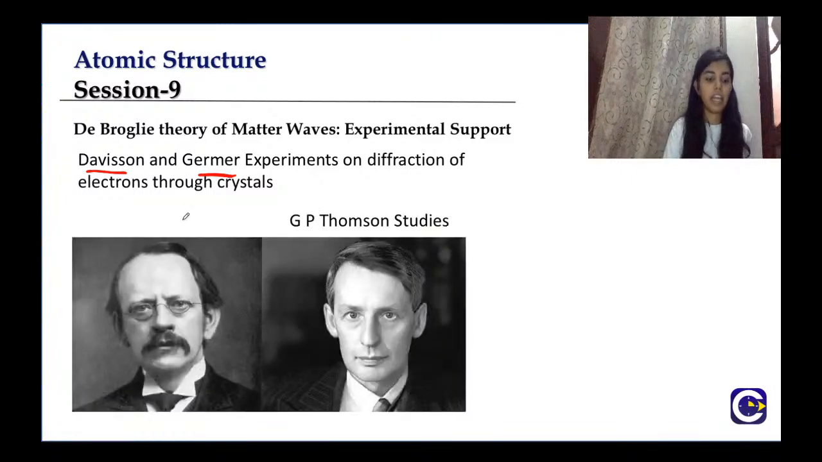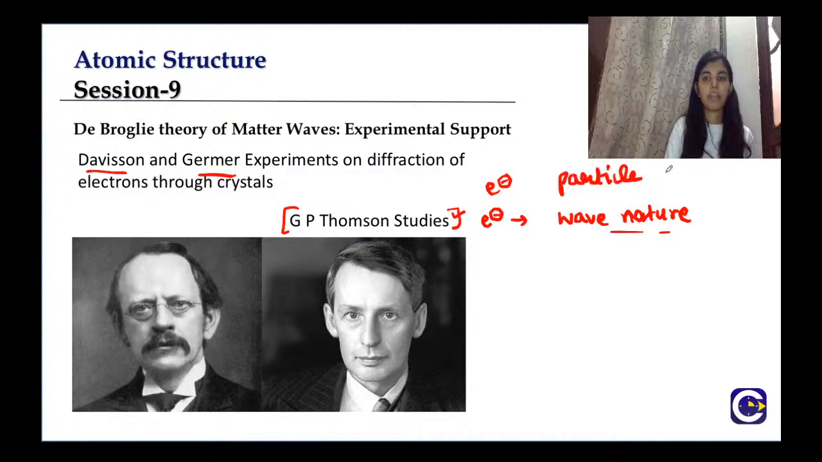We have studied what J.J. Thomson did. Yeah, Dipashri, you are correct with the answer. J.J. Thomson said that the electron had a particle nature, but on the contrary, G.P. Thomson carried out an experiment which showed that the electron had a wave nature, right? So J.J. Thomson said that the electron had a particle nature and he proposed his model, while G.P. Thomson said that the electron had a wave nature, right?